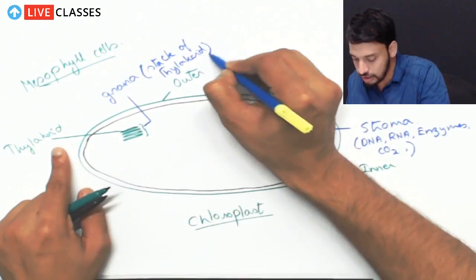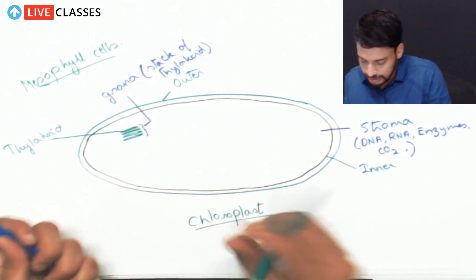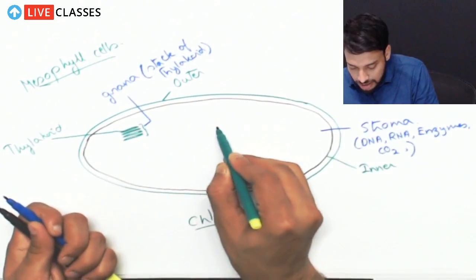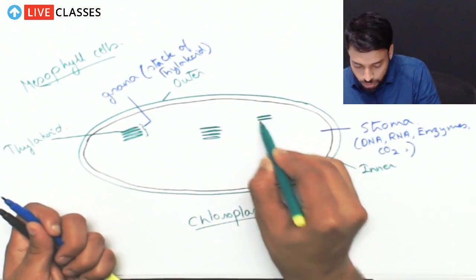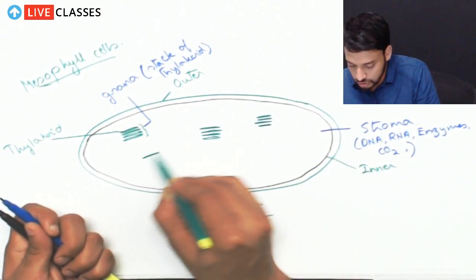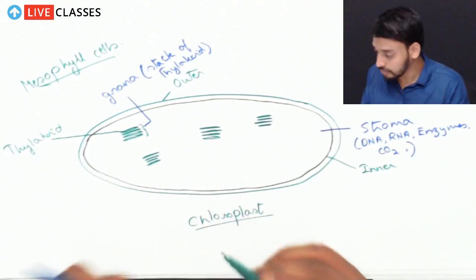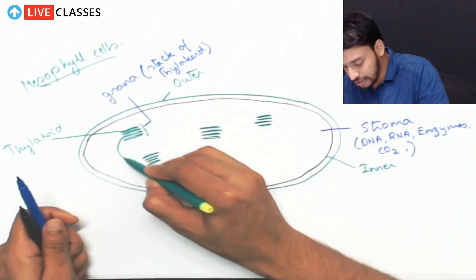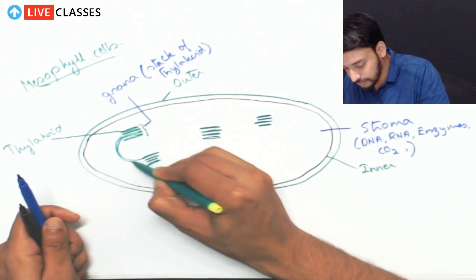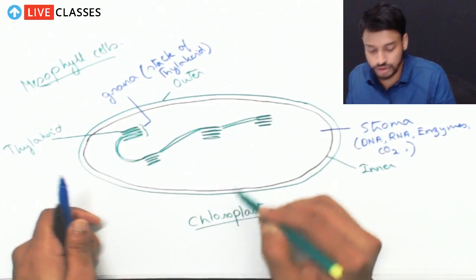Correct, you got it? So you'll see how these structures are important. These types of stacks are actually spread all over the chloroplast. I'm not drawing it fully, but I've drawn some. Now these stacks are interlinked, interconnected by certain similar stack-like structures.